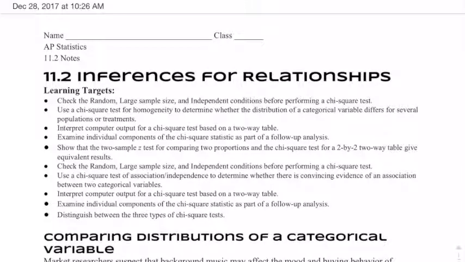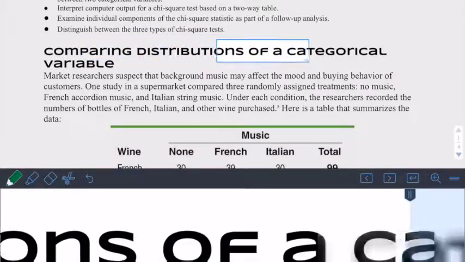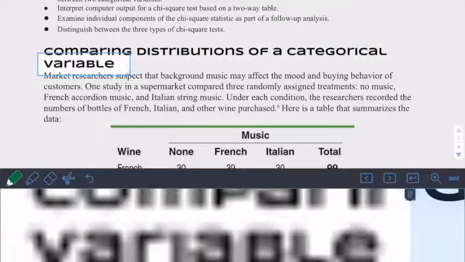Hi EP Stats students, this is 11.2, which is kind of another long section. We're doing inferences for relationships. We're going to be using that chi-squared test again, so comparing distributions of a categorical variable.